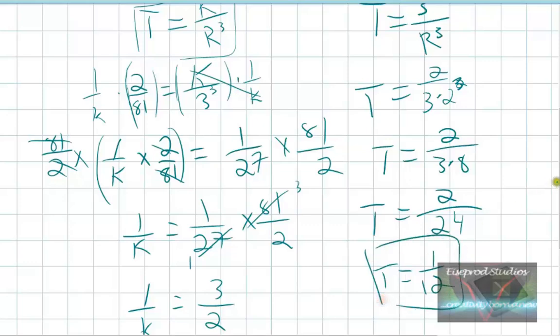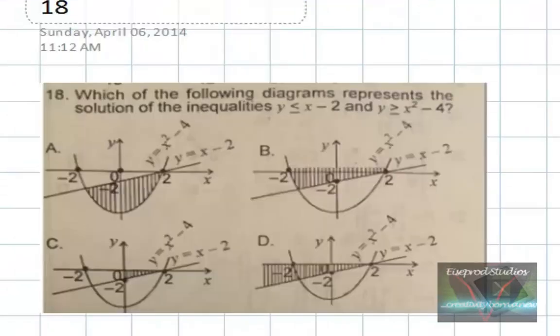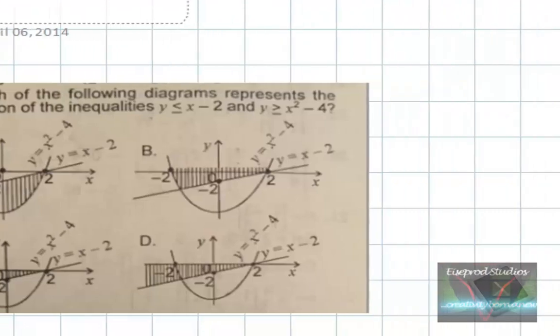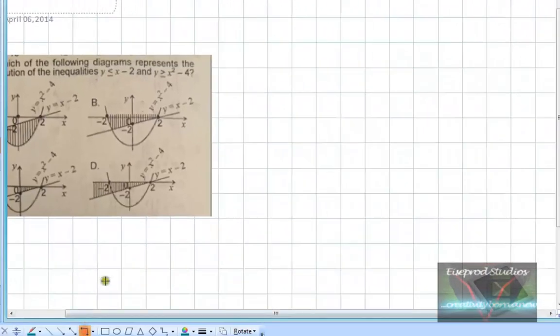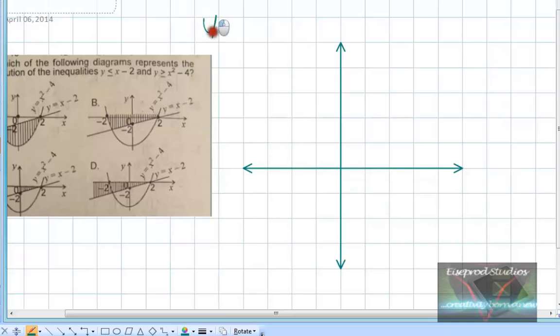So here we have question 18, and it says, which of the following diagrams represents the solution of inequalities? y is less than or equal to x minus 2, and y is greater than or equal to x squared minus 4. So essentially what we want to do is, let's see if I can sort of map this out for us. There we go. Okay. So let's focus on the equation y is equal to x minus 2 before we start thinking about the inequality for it.